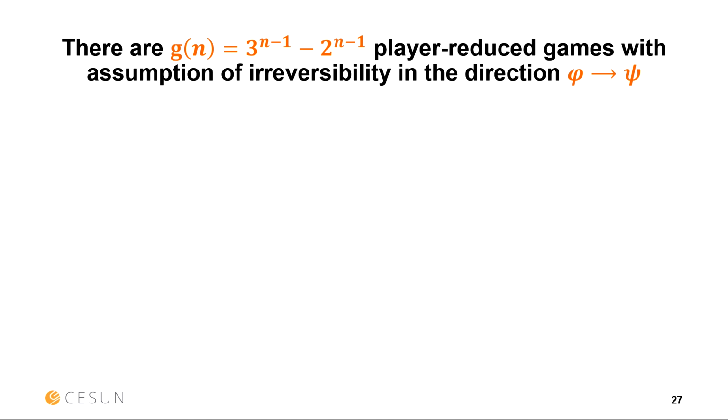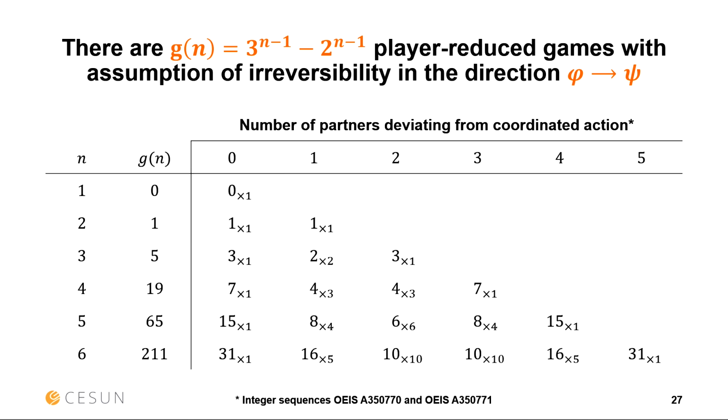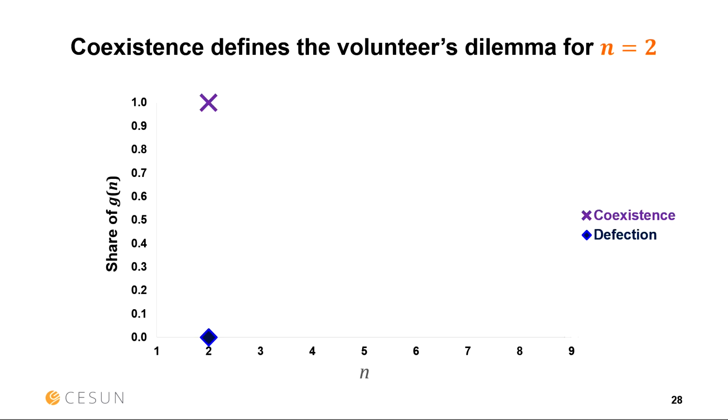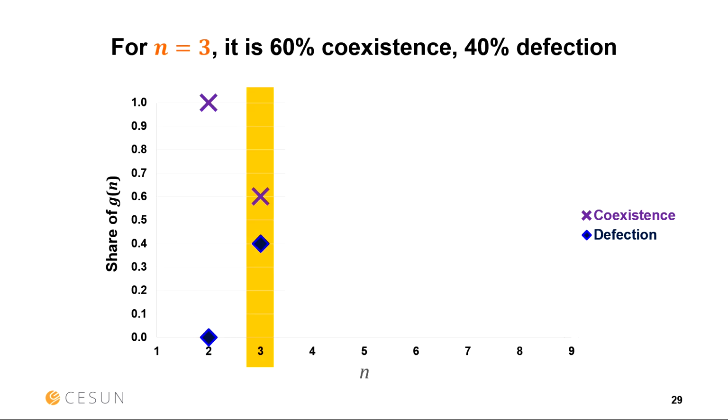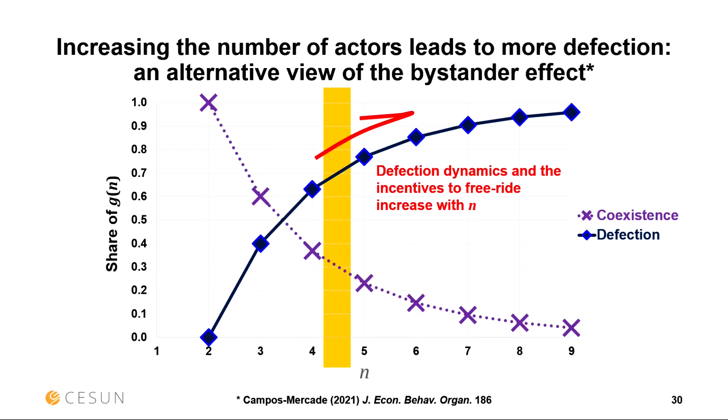There is a nice formula that allows us to calculate the size of a strategic hindrance space as a function of the number of actors n, and there are shortcuts we can take to understand how the deviation losses are distributed. Going back to the volunteers dilemma, we learned that coexistence is the only dynamic that emerges in the 2x2 case. We just learned that with 3 actors, coexistence emerges in 60% of the games, and defection emerges in the remaining 40%. And if we increase the number of actors, we observe that the defection dynamics take over.